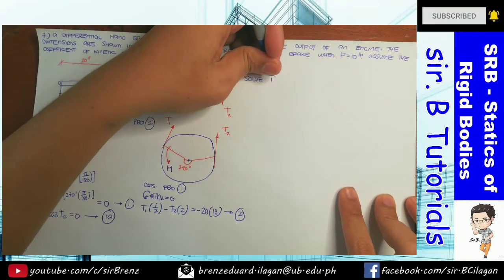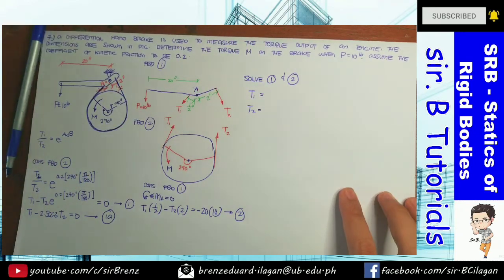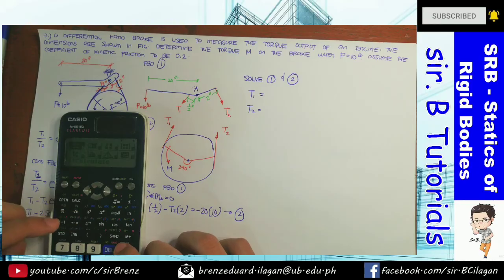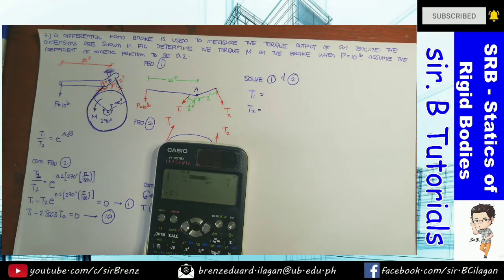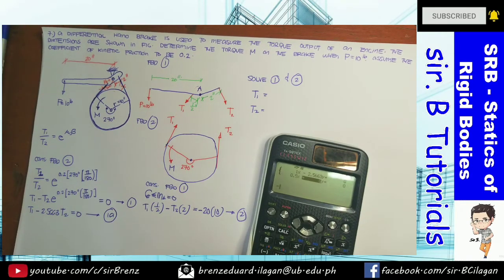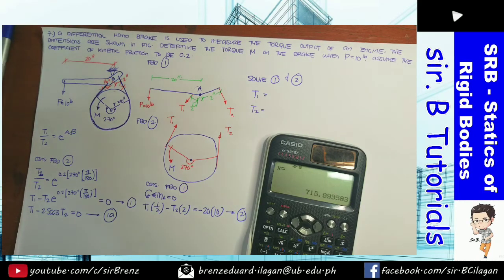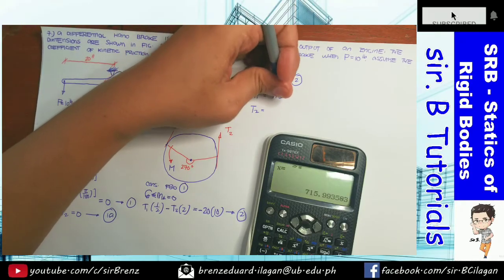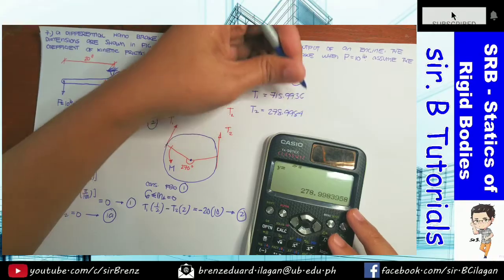Okay, so by solving equation 1 and equation 2, so dito na natin isulat. So solve 1 and 2. So, mahahanap natin yung value ng tension in each cable. So, ano nga to? Mode A, 1, 2. So, 1, negative 2.5663. So, ito pwede nyo namang by method of elimination, no? Or kung may calculator kayo, pwede nyo gamitin to. So, 1/2, negative 2, and then negative 20 times 10. So, T1 has a value of 715.9936. And yung isa is 278.9984 pound.